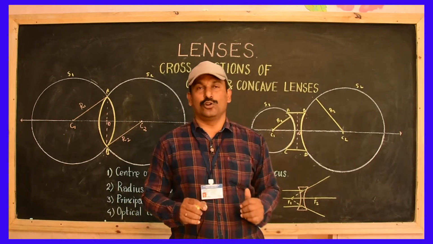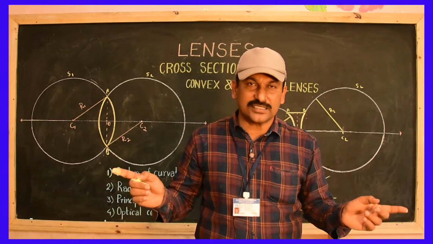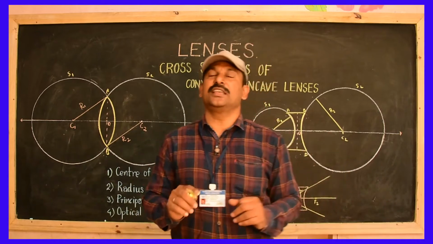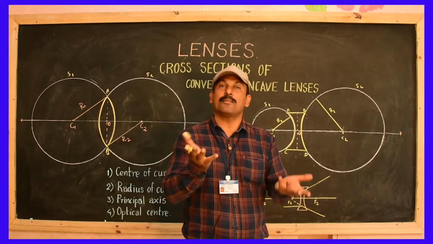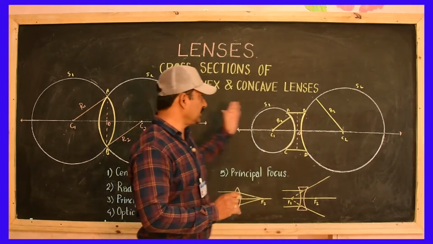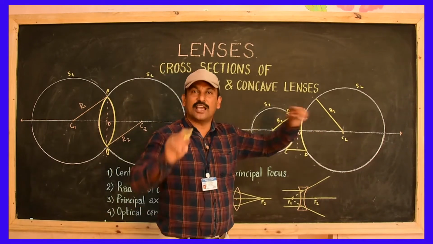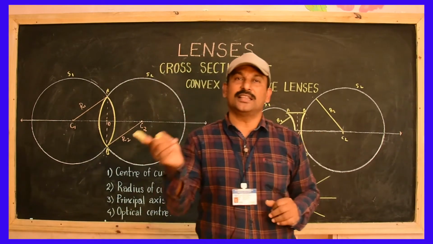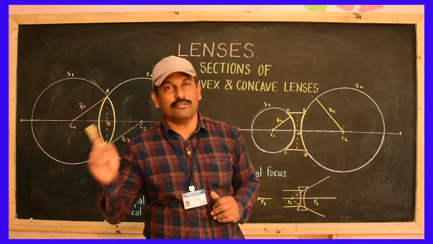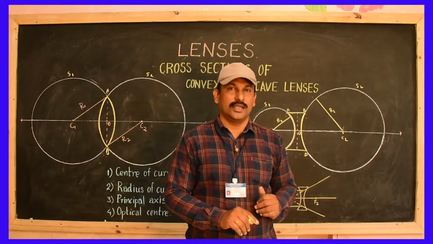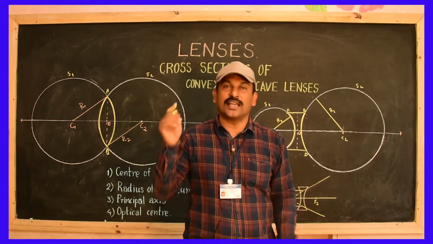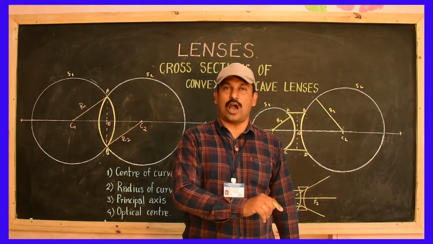Now, as I have told you, this radius R1 and R2 and C1 and C2 may be the same or may be different. It depends upon the spheres. If they are of the same size, then the radius R1 and R2 will be equal. If they are of different size, then R1 is not equal to R2.